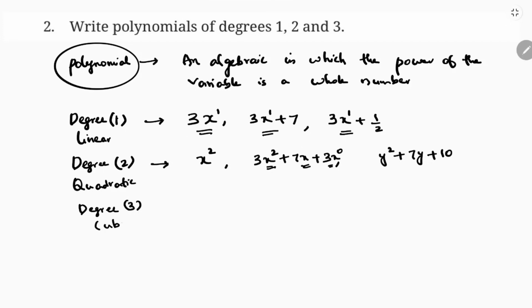Next one, degree 3. Degree 3 we call a cubic polynomial. Now you can write a simple one like x cube. They ask only one, so any one of these you can write. Here 7x cube plus 11x square plus 3x plus 2 power 4, which is 16. They'll see only the highest power of the variable. So the variable power is 3, so the degree will be 3. Or you can write x cube minus 10. In this way, we can write polynomials of degree 1, 2 and 3.